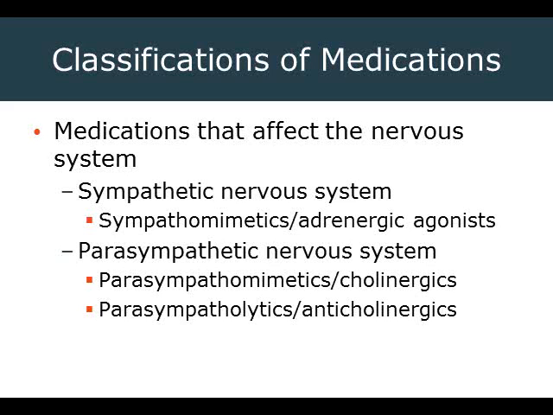As we look down to the parasympathetic nervous system, where we have the rest and digest, a parasympathomimetic or a cholinergic agent, either of those, is supporting the parasympathetic, so making you rest, making you digest. A parasympatholytic or an anticholinergic agent or an antagonist would be against that. So it would actually lean more towards the sympathetic side of things than the parasympathetic.